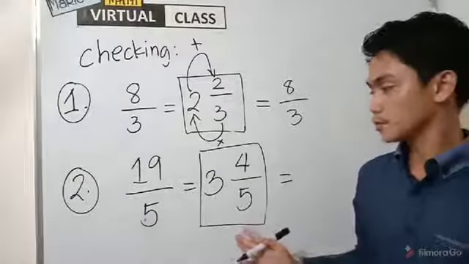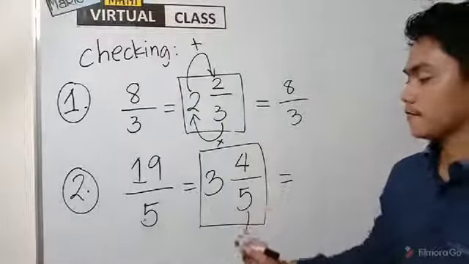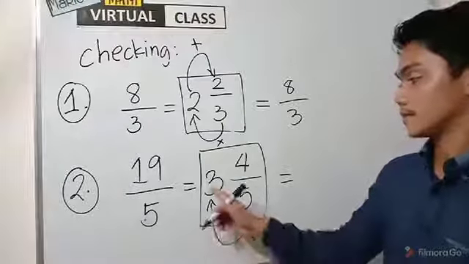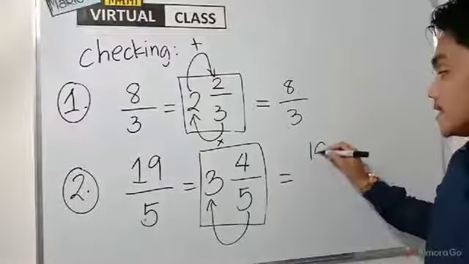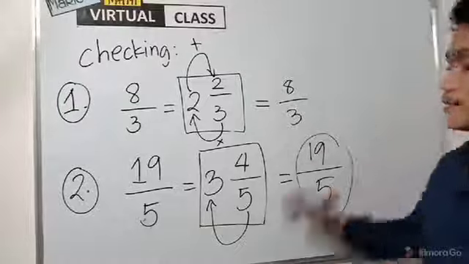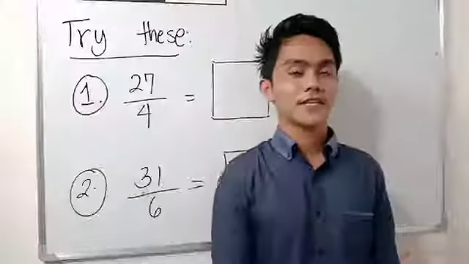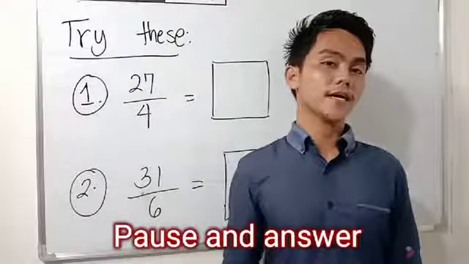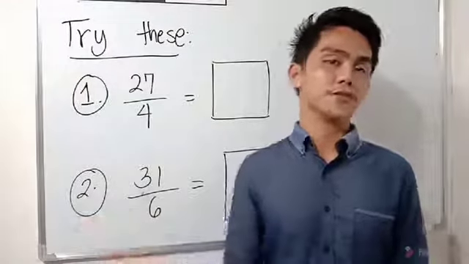Now for the number 2, 5 times 3 is 15. 15 plus 4 is 19 over 5. So we have a correct answer too. Again, try this, pause the video for a while, and then play again the video for you to check your work.